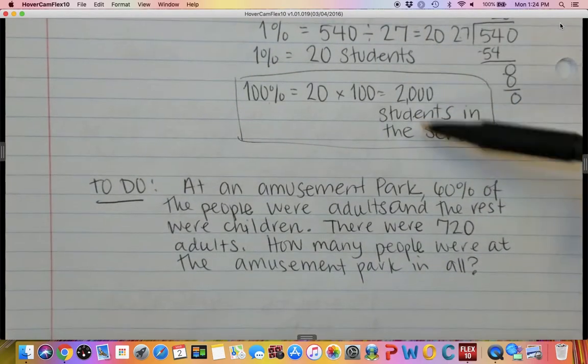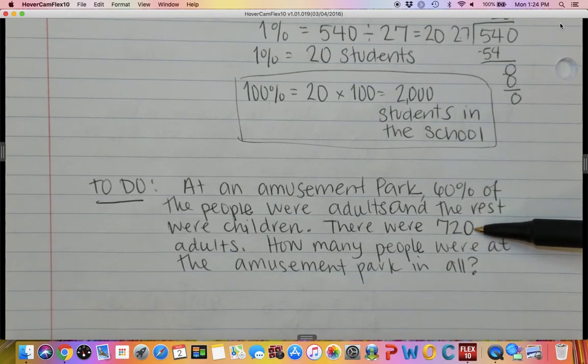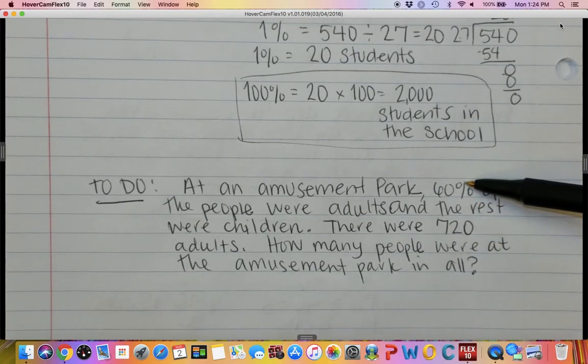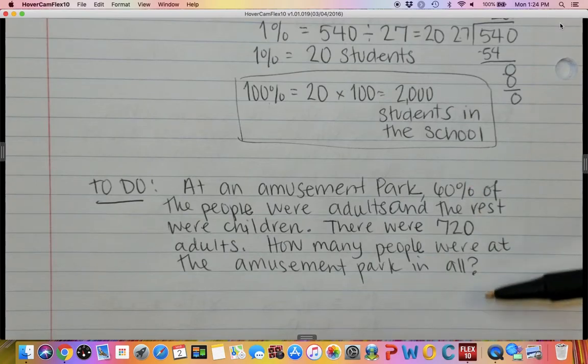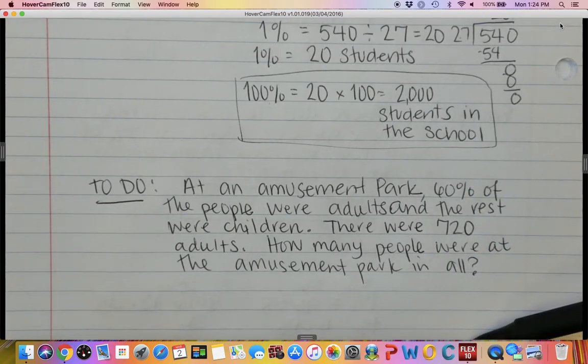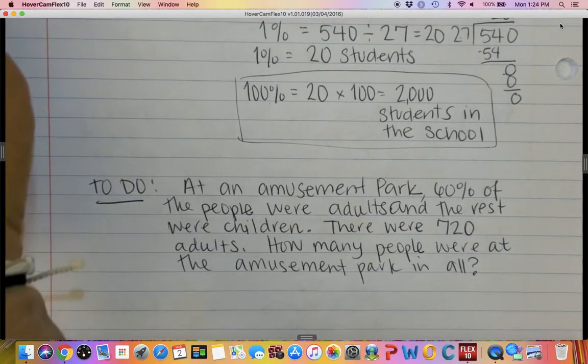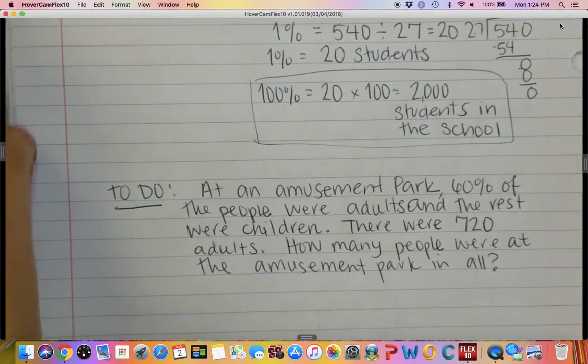So take that 720 that represents 60%, find the 1%, then find the 100%. We will be doing more problems like this in class.